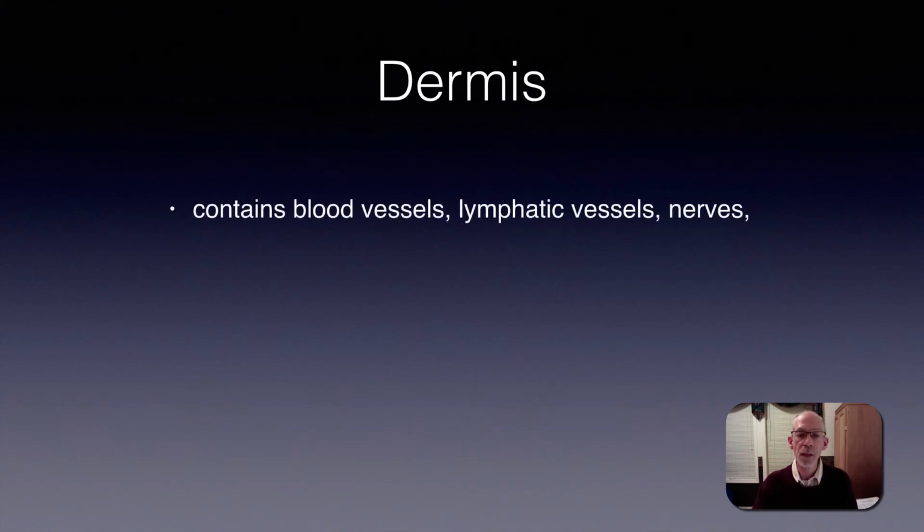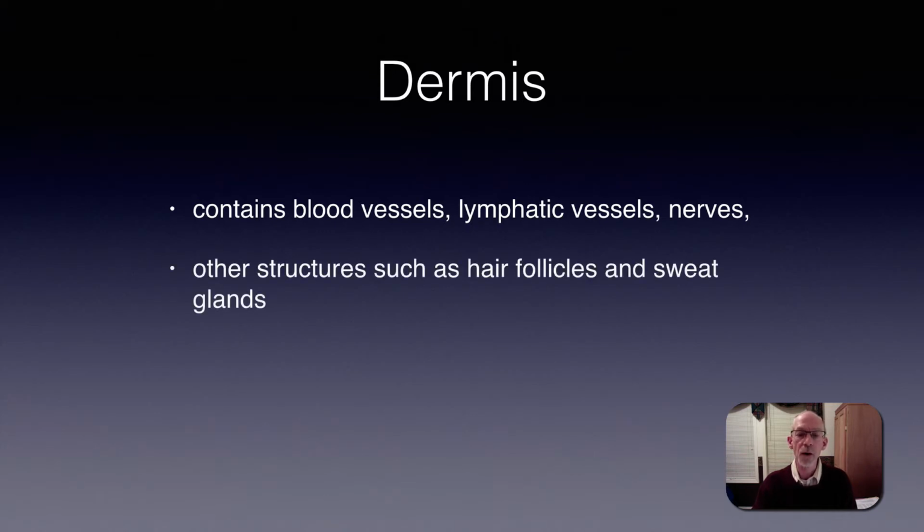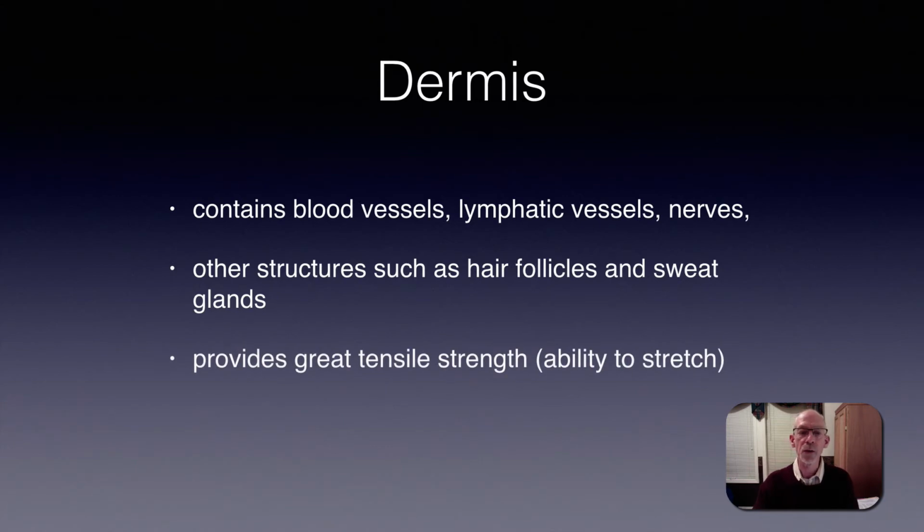Let's now take a look at the dermis. The dermis contains blood vessels, lymphatic vessels, and nerves. There are other structures such as hair follicles and sweat glands as well in the dermis. The dermis's role is to provide great tensile strength, that is, the ability to stretch, for the skin. This is due to the collagen and elastic fibers within the dermis.